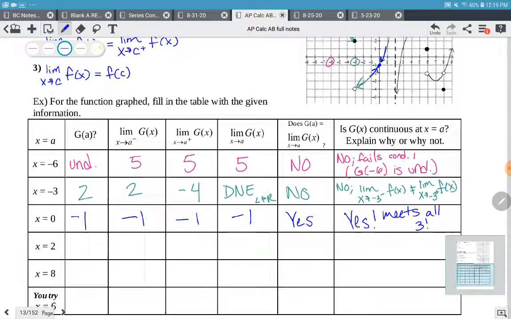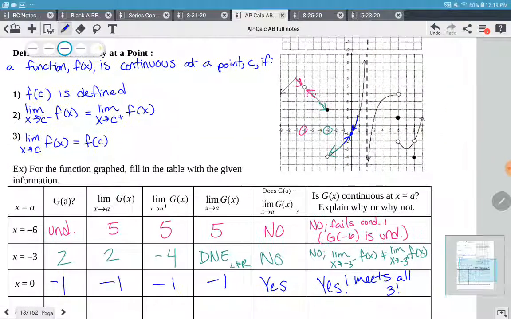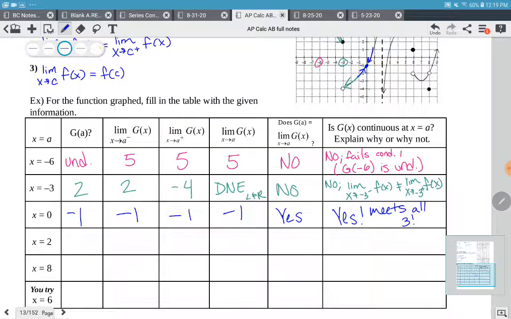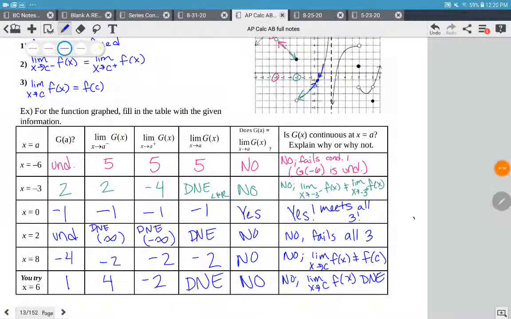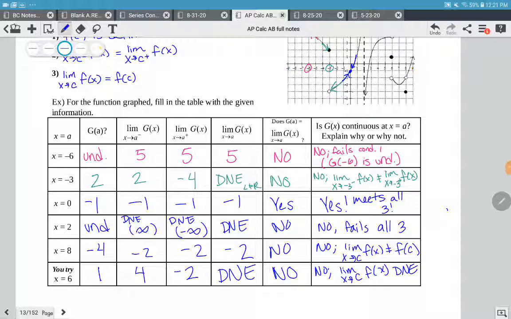Okay, I'm going to actually ask you guys to try these last ones. I'll go ahead and pause and show you the solutions. Okay, so here's kind of what we should have for those last values. And on the last one, you can just say the overall limit doesn't exist, or you could say kind of the same thing we set up here, right, where the left and the right do not equal each other.